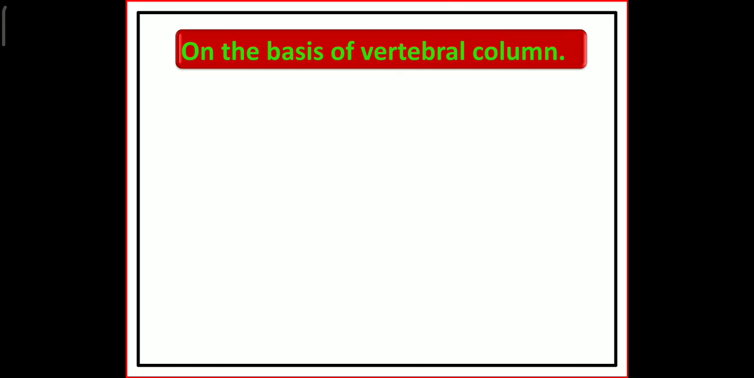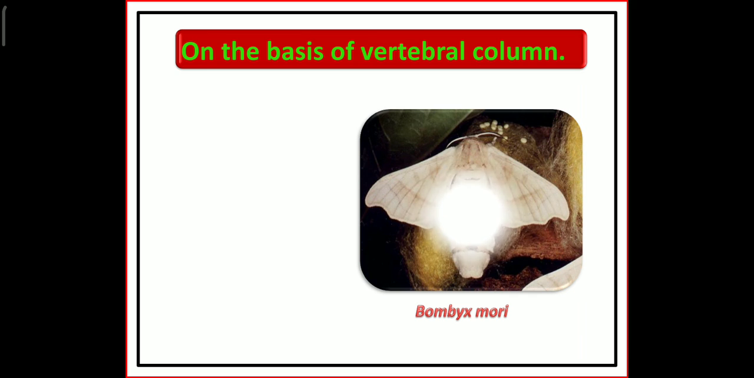Actually, in the case of chordate animals, the notochord is replaced during the adult stage by the bony structure which is called the vertebral column. And on the presence or absence of the vertebral column, animals may be divided into two types. Number one, invertebrate. They don't have any vertebral column. That's why they are called invertebrates.